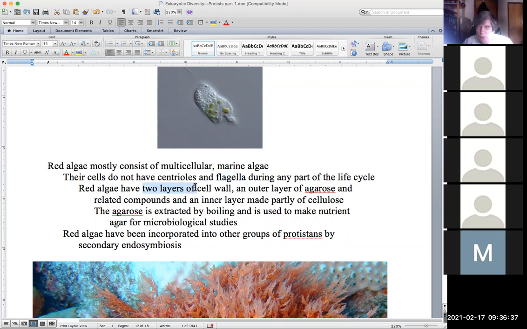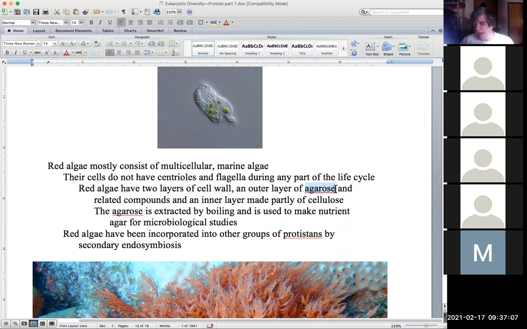They're also unusual because they have two layers of cell wall. They have an outer layer of something called agarose, and they have an inner layer of cellulose. Now, you might remember from Biology 105, plants have a cell wall, and one of the main chemicals in the cell wall of plants is cellulose. But plants don't have agarose.